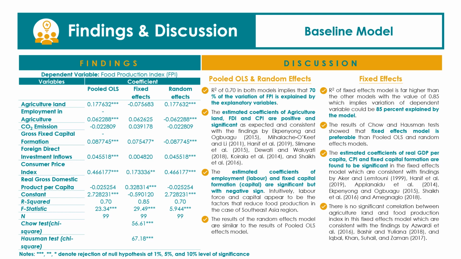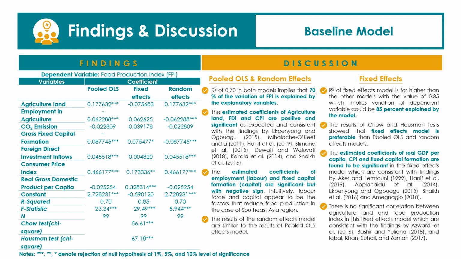Intuitively, labor force and capital appear to be the factors that reduce the food production in the case of Southeast Asia region. The results of the random effects model are similar to the results of pooled OLS effects model. As for the fixed effects model, the R-squared of the model is far higher than the other models with a value of 0.85, which implies variation of dependent variable could be 85% explained by the model. The results of Chow and Hausman tests showed that fixed effects model is preferable than pooled OLS and random effects models.